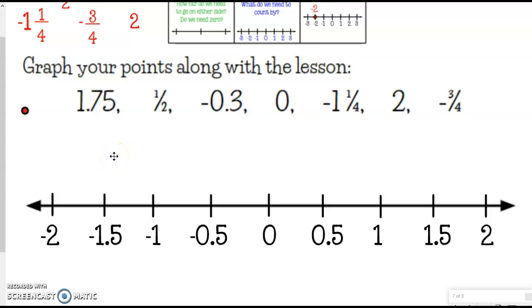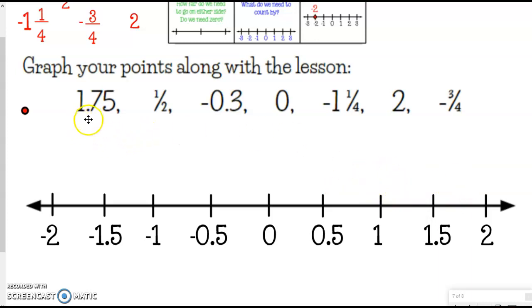So let's go ahead and plot these numbers now that we've got our endpoints and scale figured out. Okay, so I'm going to plot 1.75, and here's how I approach these numbers to help narrow down where they should go. I first look to see if they are positive or negative, so I know whether they should be to the right or the left of 0. This is positive, so we know it's going to the right. The next thing I look for is which section of our number line it's going to fall in, because then I know about where it should go.